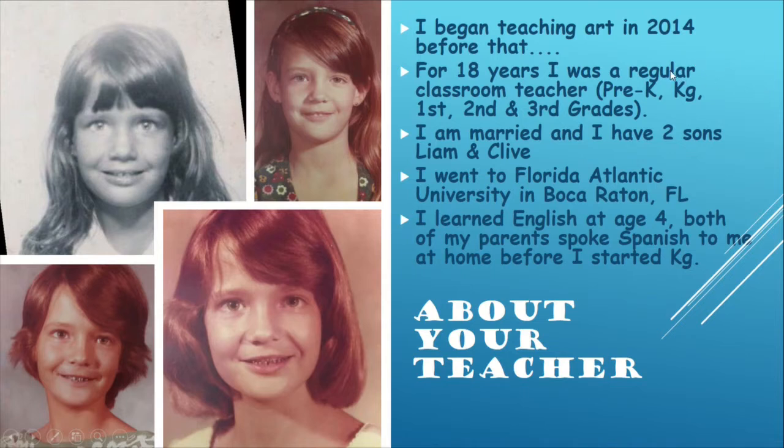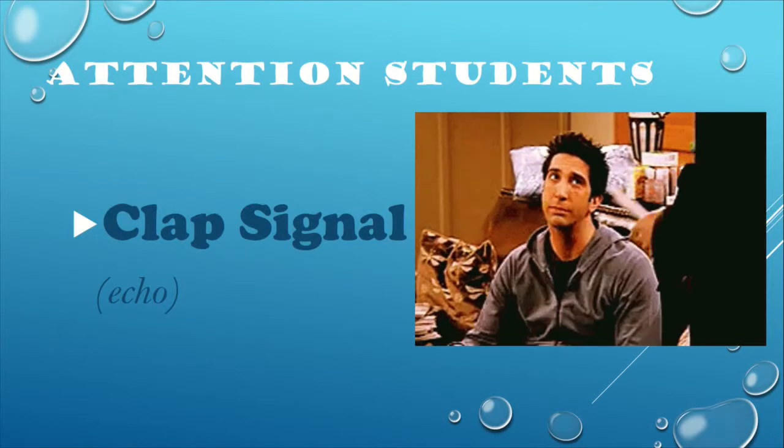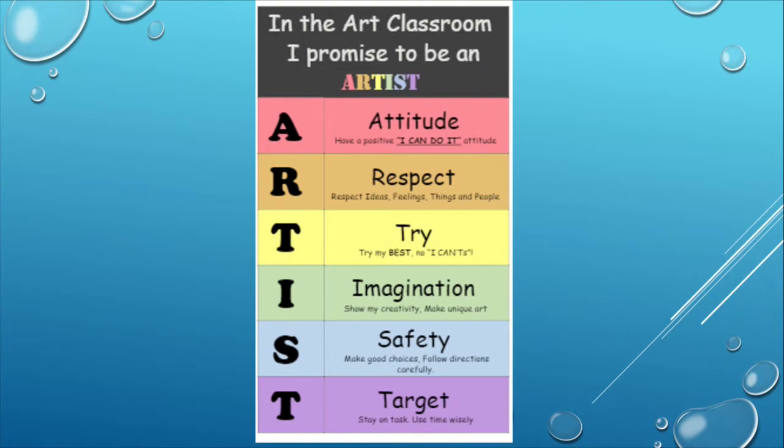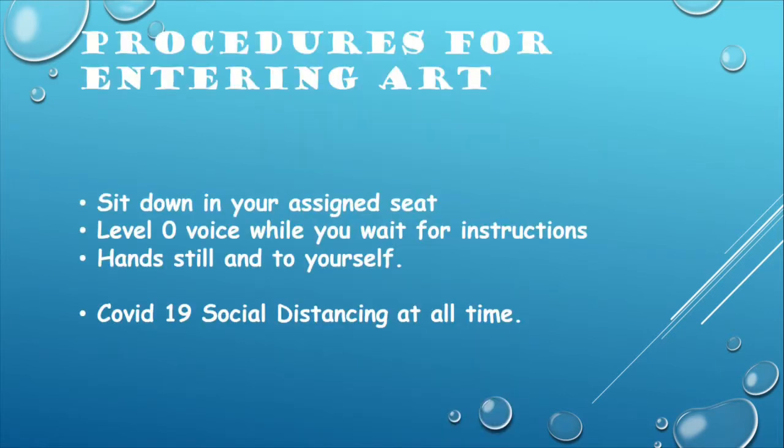Let's go through some procedures and some things that you need to know about my classroom. We start out by learning about a clap signal. Whenever I clap, you echo, and that should get your attention. We have rules, and the word artist is helping us remember that we should have a good attitude, show respect, try our best, use imagination, make sure we're working safely, and that we look at the target and follow all our standards and focus on what we're supposed to be doing.